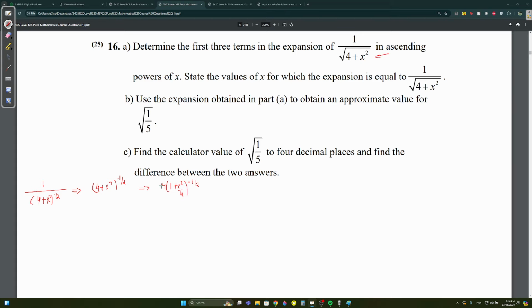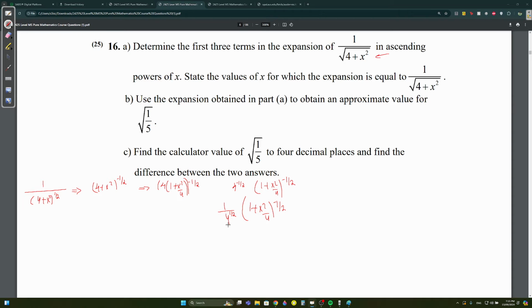Okay, so this is going to be... I want to get rid of this 4. I don't like it. I want to take it outside. It's still part of this. I want to take it out of it. How do I take it out? It's going to be equal to 4 to the power of minus half, right? Times 1 plus x squared over 4 to the power of minus half. What's 4 to the power of minus half? It's 1 over 4 to the power of half, right? Remember, times 1 plus x squared over 4 to the power of minus half.